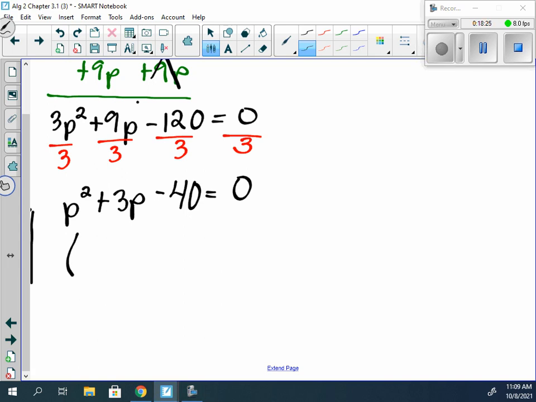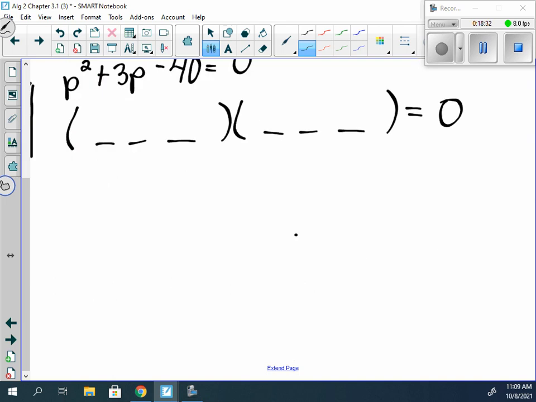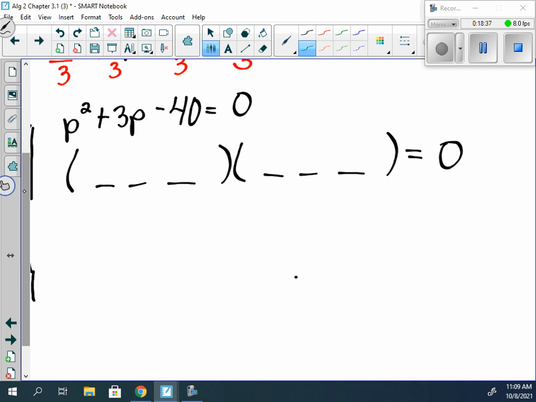Now we can move on to the next step, our 2 sets of parentheses with 3 spaces. Now, since the 40 is negative, the signs are going to be opposite, because whenever the third term is negative, our signs are opposite. When the third term is positive, the signs are the same, and they match the sign of the middle term. Now, the factors of p squared are going to be p and p.